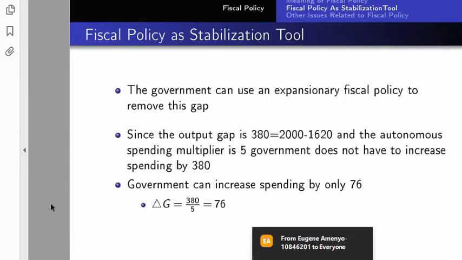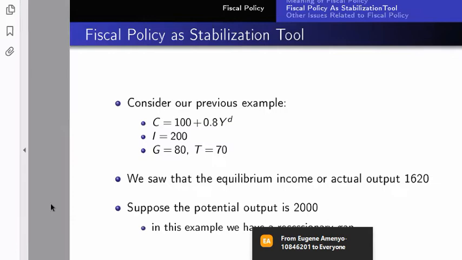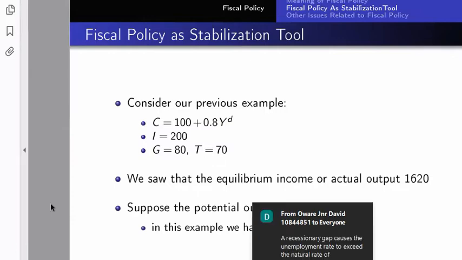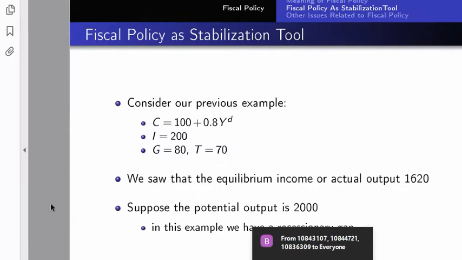Okay. So now let's go back, just one bit more. We calculated our national equilibrium income.